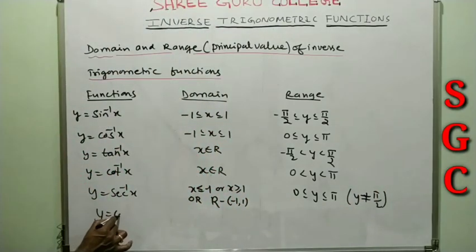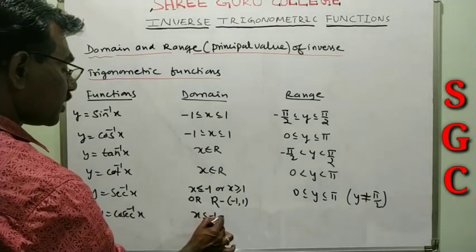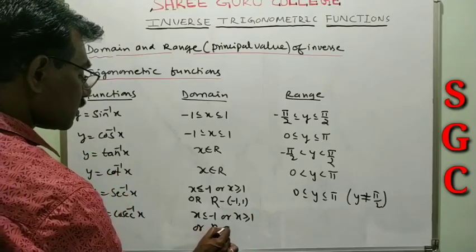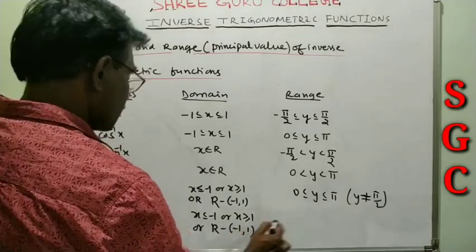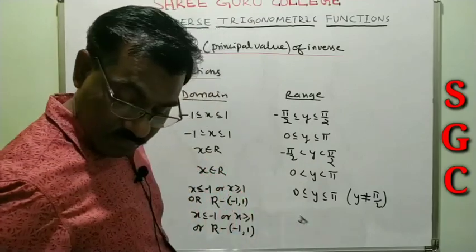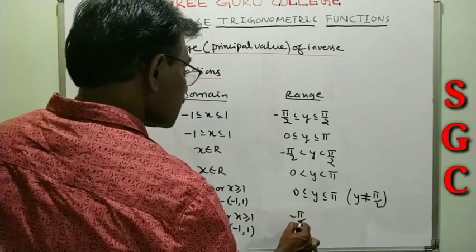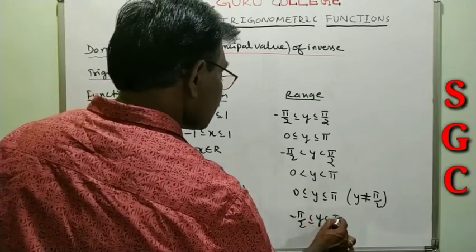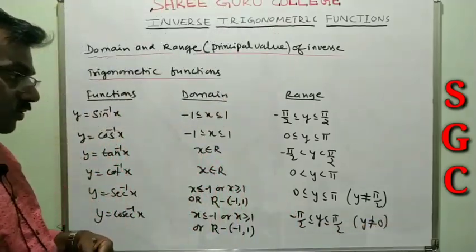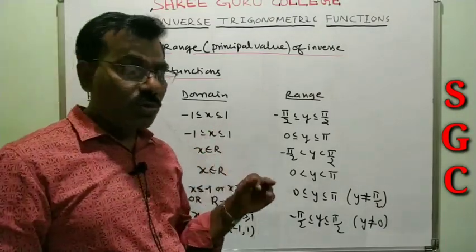Y equal to cosec inverse of x. Same, x less than or equal to -1, or greater than or equal to 1, other than between -1 and +1. So what is y? -90 to +90, but y not equal to 0, because cosec 0 is not defined. So this is the important table for range and domain.